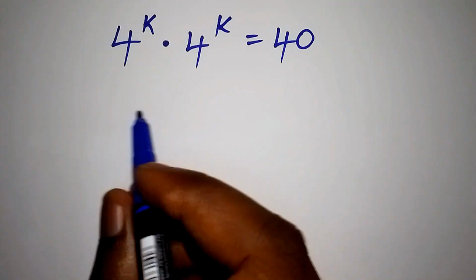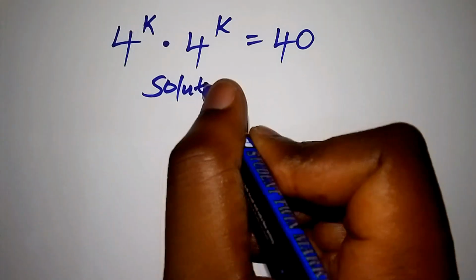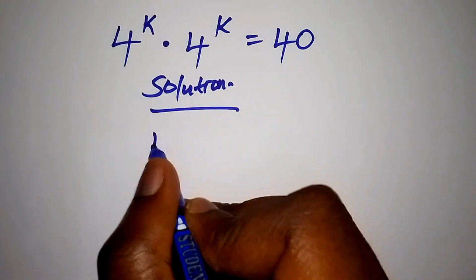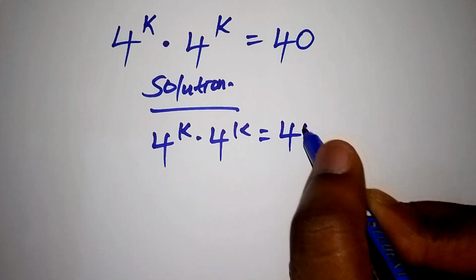So do you know that most people fail to work out this maths problem? Let me show you how we can work it out within the shortest time possible. Solution. 4 to the power of k multiplied by 4 to the power of k is equal to 40.